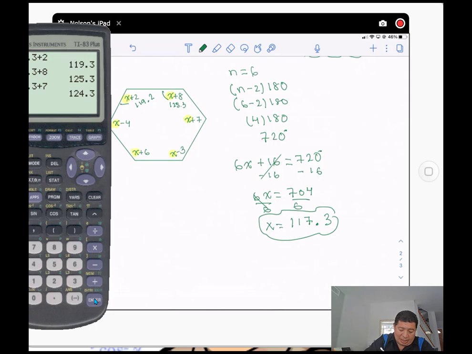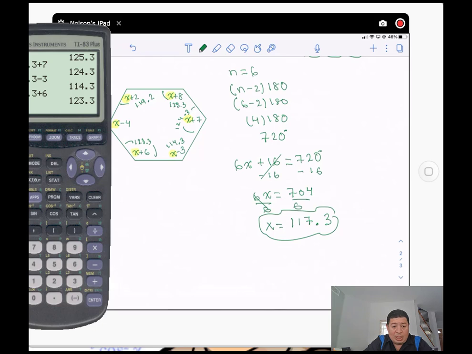This over here is going to make 124.3. Now we are going to take 117.3, and we are going to subtract 3 from it. So that's going to make 114.3. And then we are going to take 117.3 and add 6 to it. That's going to make 123.3.